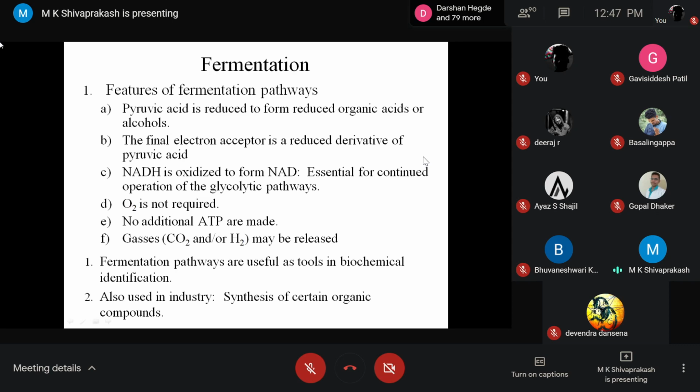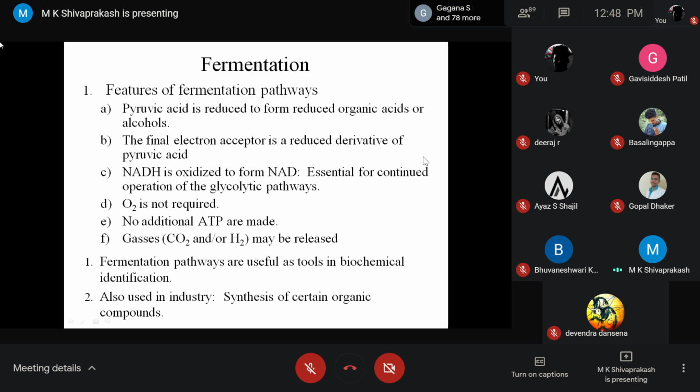Some features: the pyruvic acid is reduced to form reduced organic acids or alcohols. Of course, I have just told you that. The final electron acceptor is a reduced derivative of pyruvic acid. That you must remember. The molecule which acts as the electron acceptor in fermentation is one of the reduced derivatives of pyruvic acid. Further on you will be able to see that.